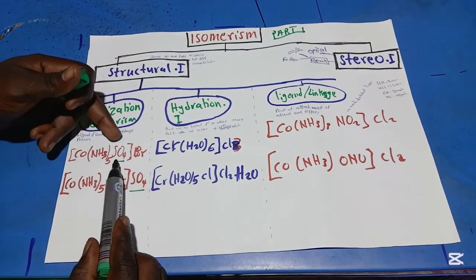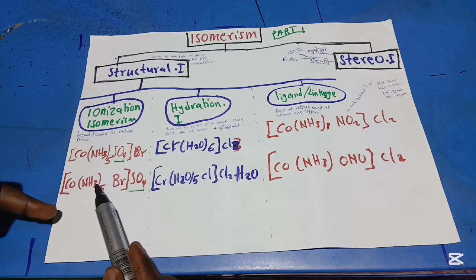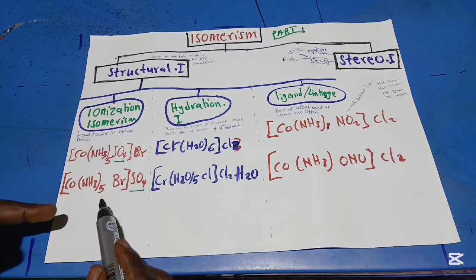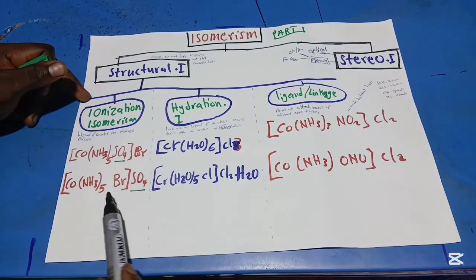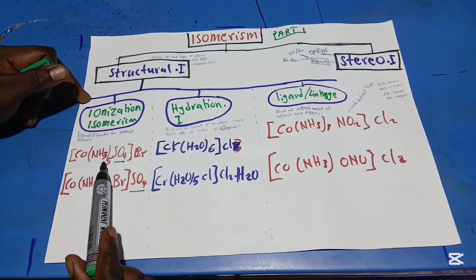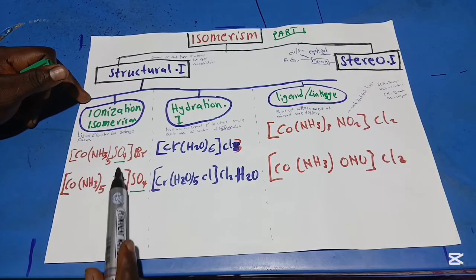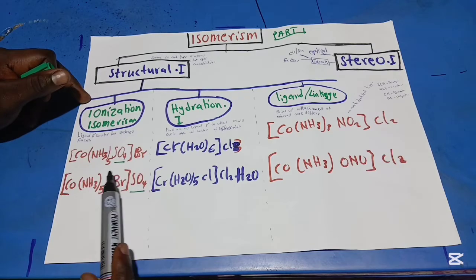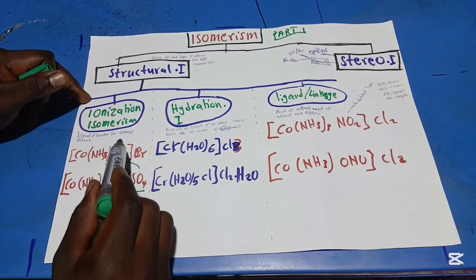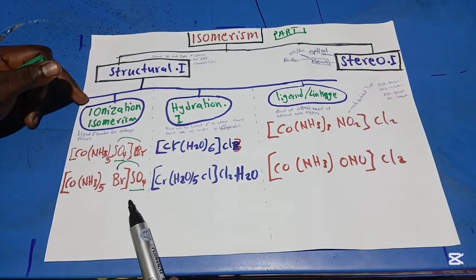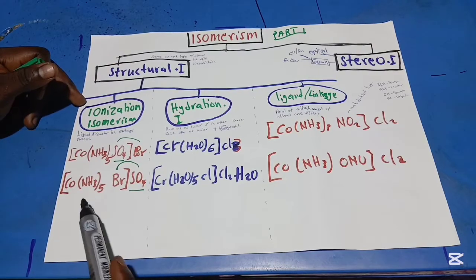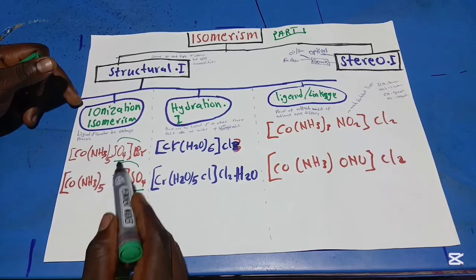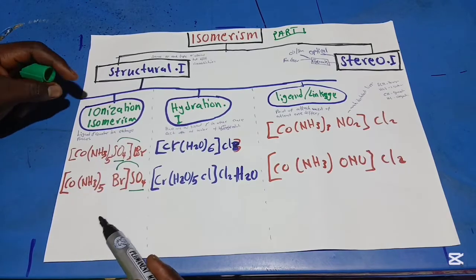If we have a counter ion and a ligand exchanging their places, then we know that the kind of isomerism exhibited is ionization isomerism. So here we have Co bonded to NH3, Co bonded to NH3. We have SO4 and Br here, and here we have Br inside. That means SO4 has changed its position with Br. So this pair of complexes exhibits ionization isomerism.